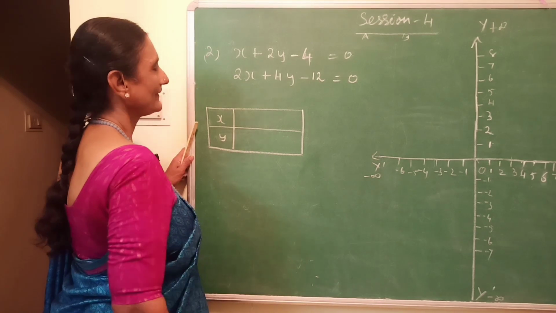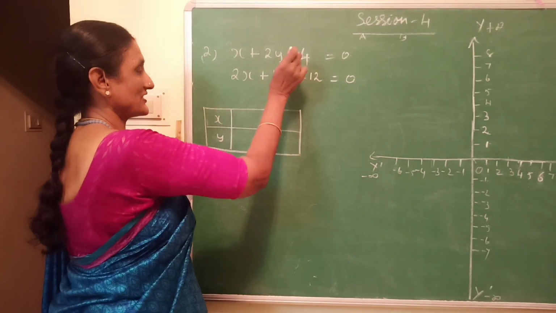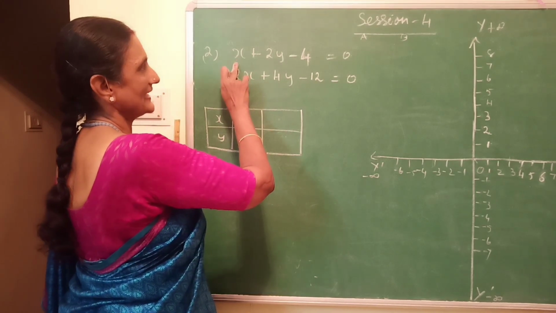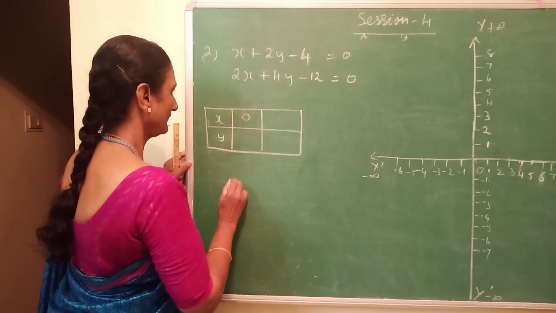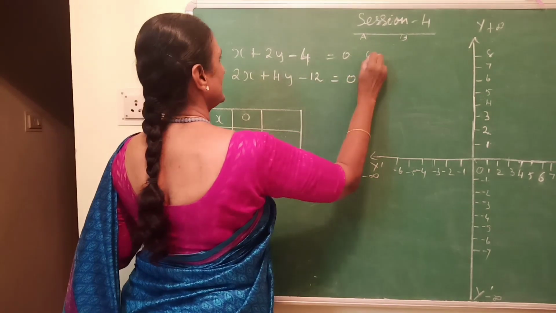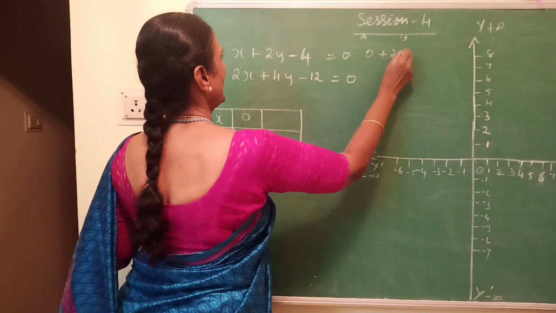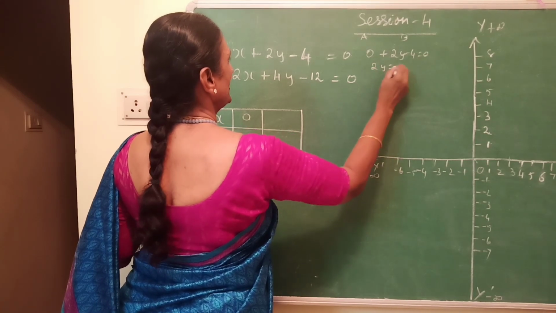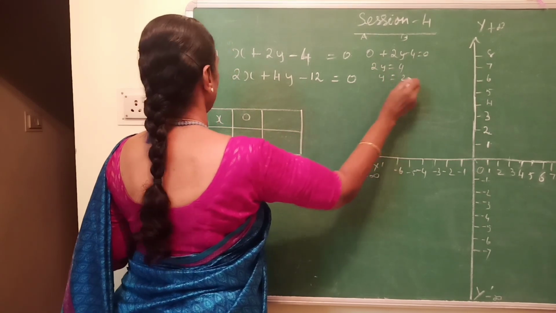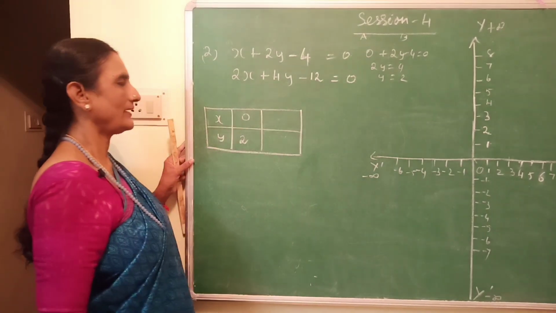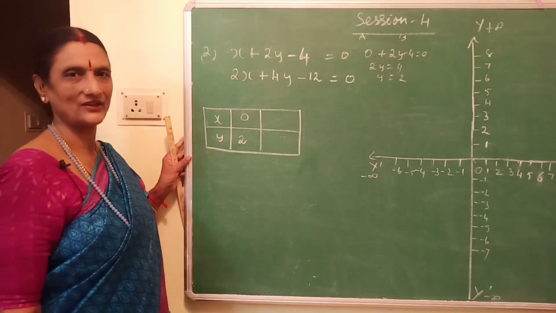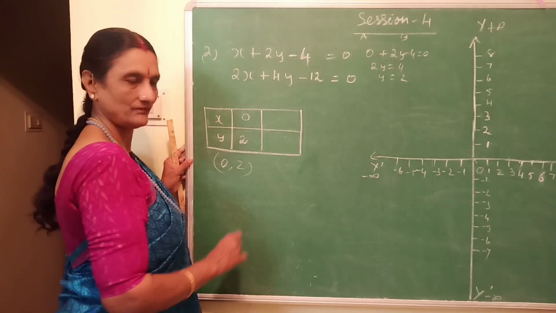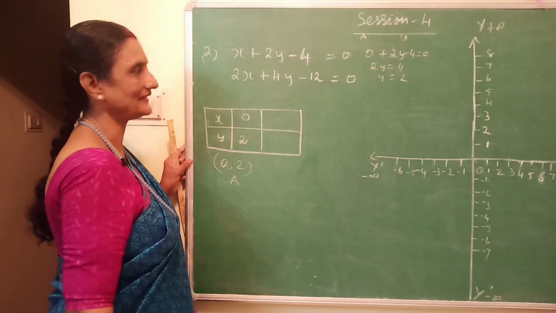X, Y. As usual, we fix the first equation. We'll put x as 0. Just because x is 0, what will happen? This is 0 plus 2y minus 4 equal to 0. So 2y is equal to 4, y is equal to 2. So I have got y equal to 2 and x equal to 0 as one particular point, (0, 2). Let us mark this point as A.